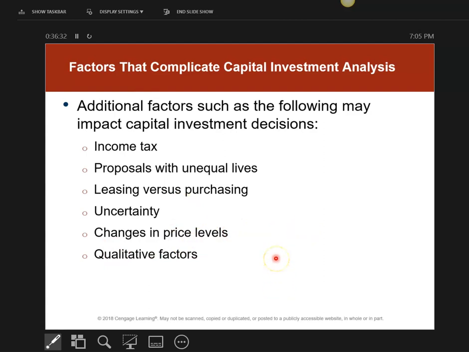This concludes chapter 25 on capital investment analysis. I hope you enjoyed it, and I hope it's easy. I tried to make things very easy for you.